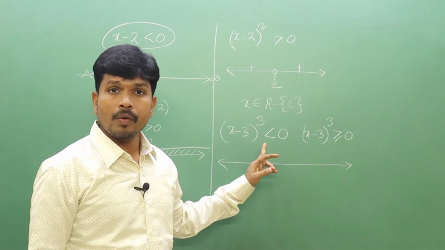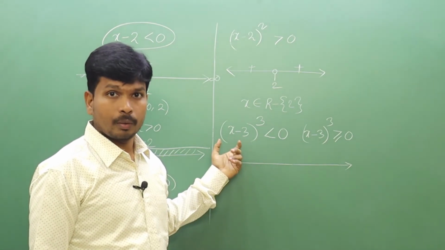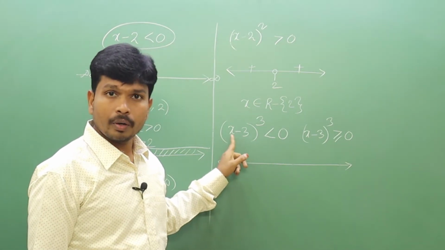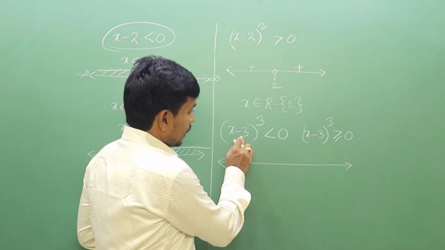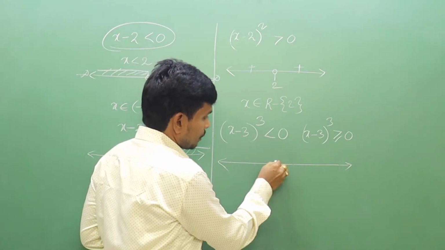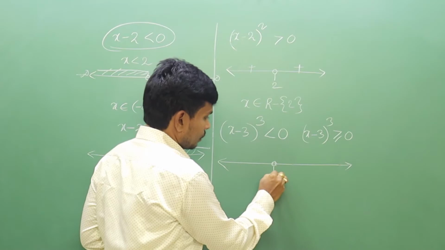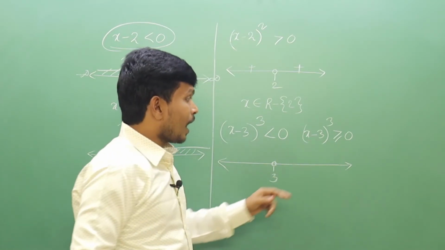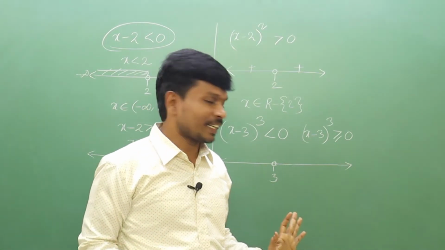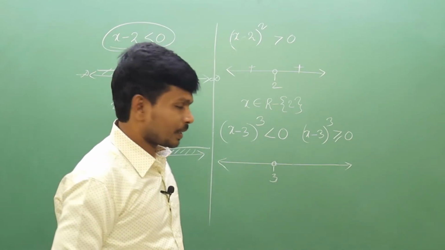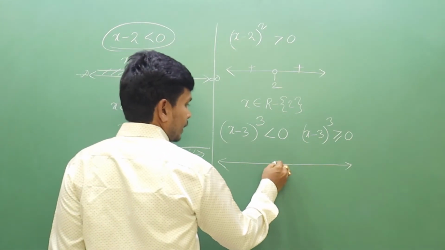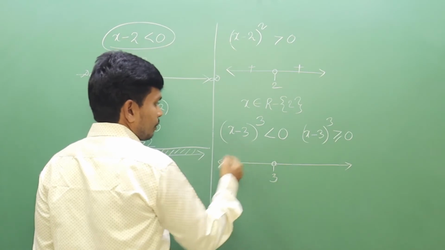Observe the zero of the polynomial. What is the zero of the polynomial? 3. Can we take 3? Here strictly less than means open bubble, open bubble at 3. But here, greater than or equal to 0 means we must take a closed bubble. Okay. So for this problem you take an open bubble.